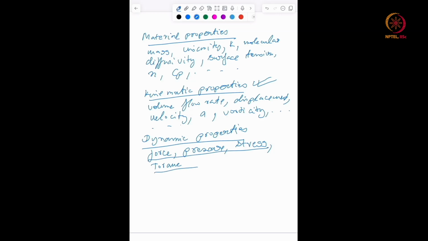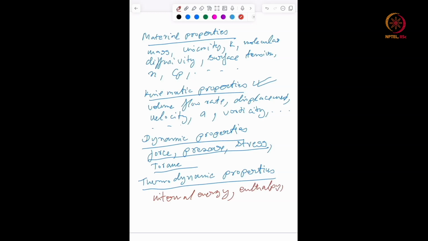Then of course you have thermodynamic properties. There are plenty of thermodynamic properties which you already know. Internal energy is one of them. Internal energy, enthalpy, heat flux, work, energy, entropy, and temperature.